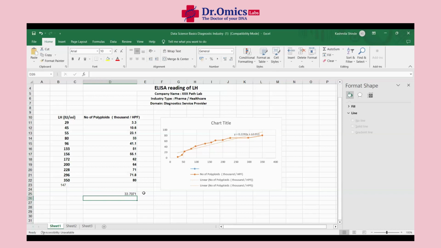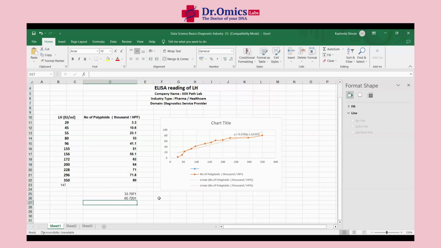Now one more equal to sign. Here you write 32.013. Then give a plus sign. Then select the upper cell. Click, click, click. Then press enter.